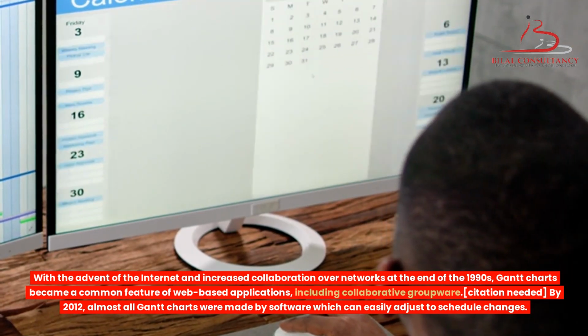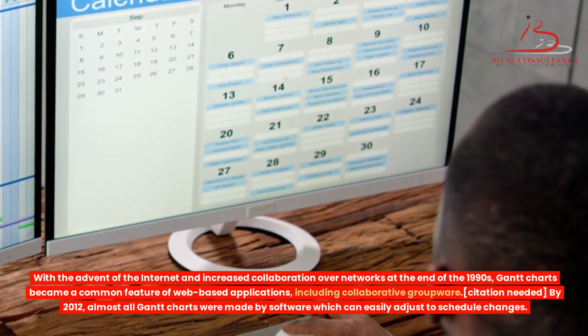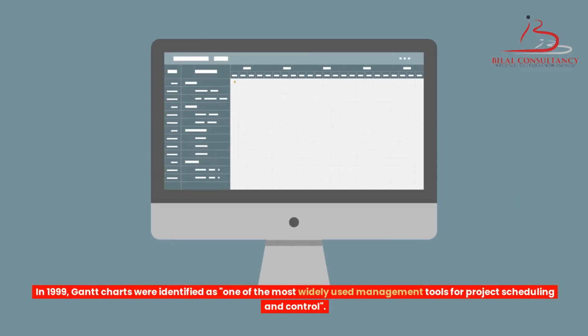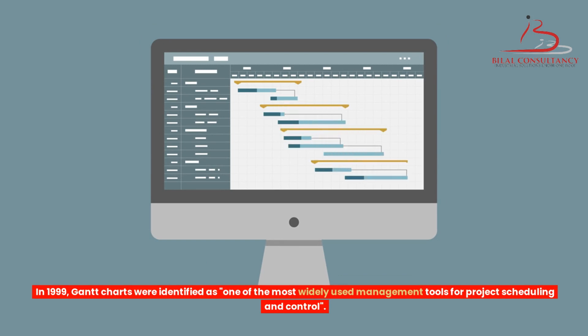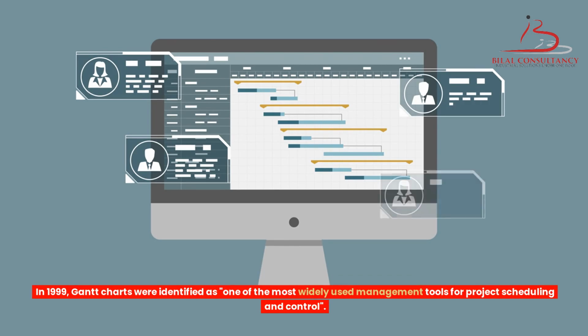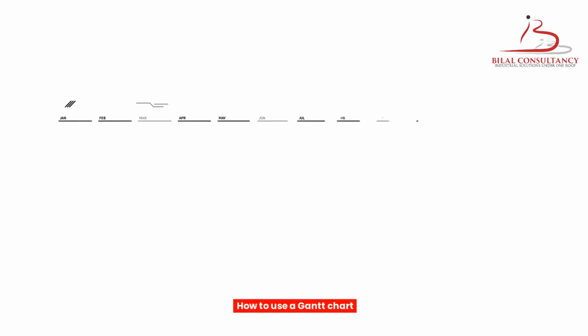By 2012, almost all Gantt charts were made by software which can easily adjust to schedule changes. In 1999, Gantt charts were identified as one of the most widely used management tools for project scheduling and control. How to use a Gantt chart.